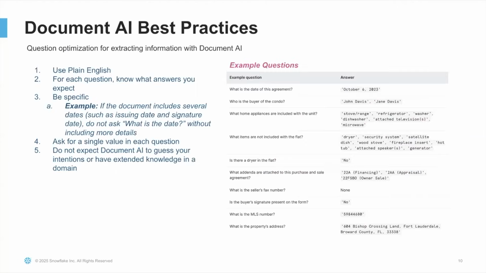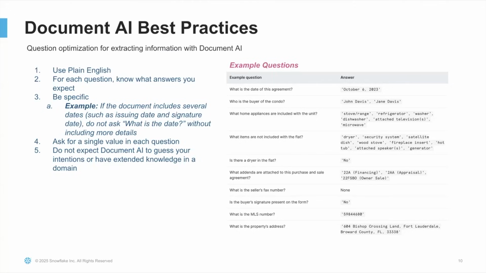Here are some of the Document AI best practices. With any model that you have, it's important to follow best practices in order to get the best possible results. When we're talking about how to optimize your questions for extracting information with Document AI, we recommend using plain English. And for each question, make sure you know what answers you expect. Have that be something that is specific and consistent across all of your documents.